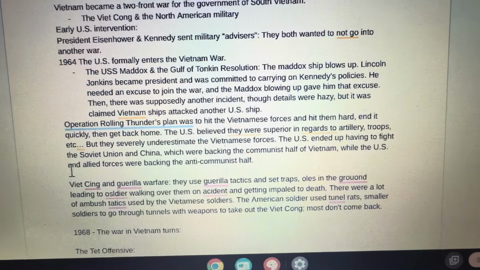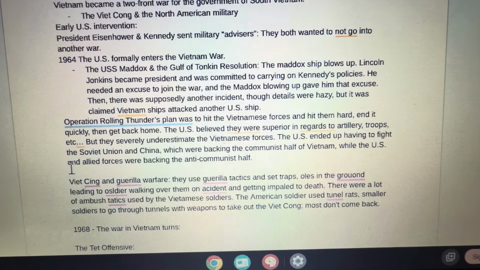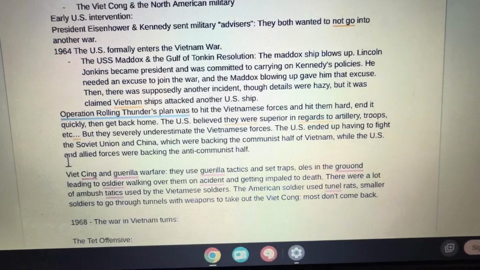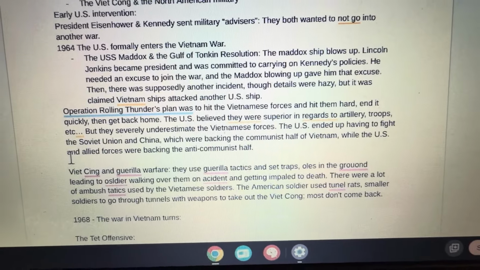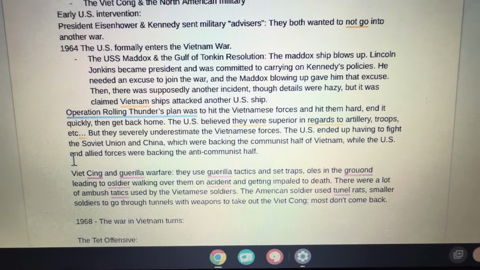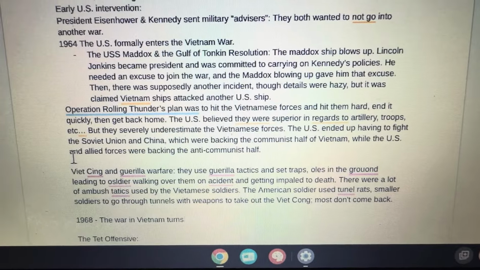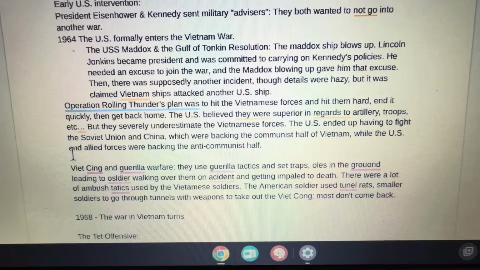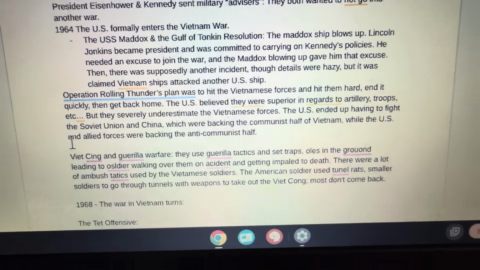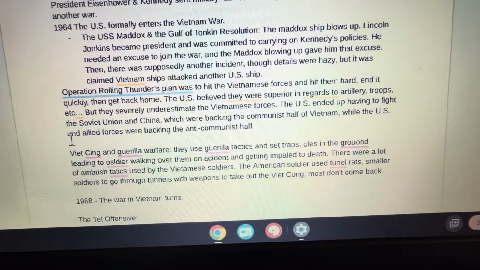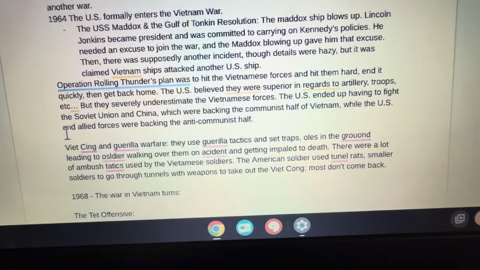Lincoln Johnson became president and was committed to carrying on Kennedy's policies. He needed an excuse to join the war, and the Maddox blowing up gave him that excuse. Then, there's supposedly another incident, though the details were hazy, but it was claimed Vietnam ships attacked another U.S. ship.